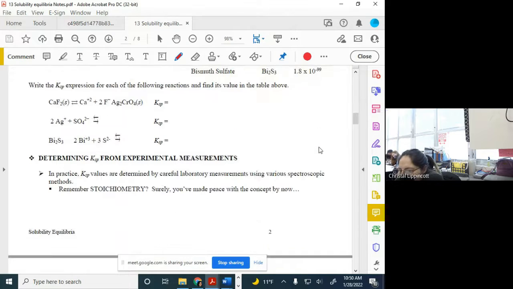If we were to write the Ksp expressions for these following things, what would they look like? Well, we would have our calcium 2+ times our, what happened to this? Where did this guy come from? Oh, it's for the next one. That should have gotten returned down. Yes, that should be the beginning of this line.